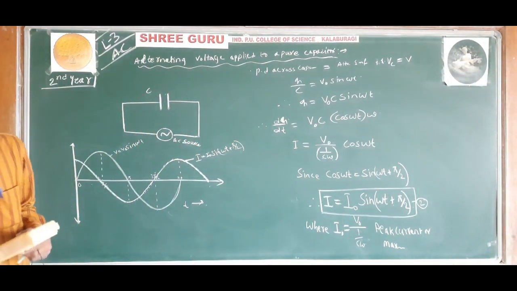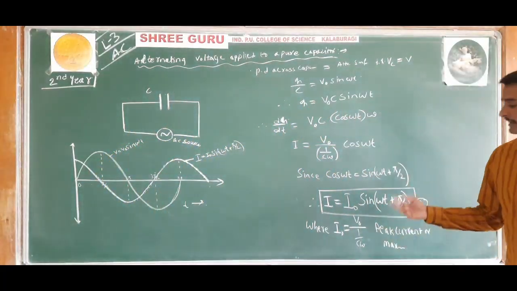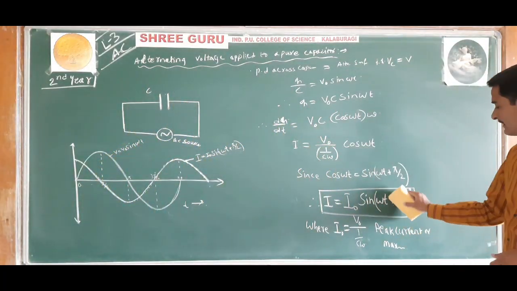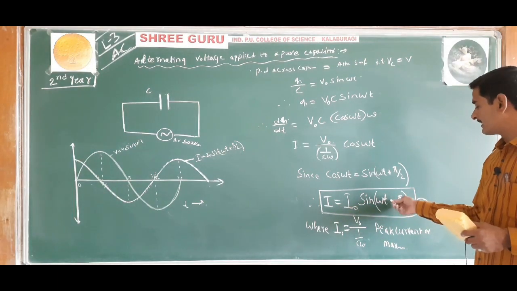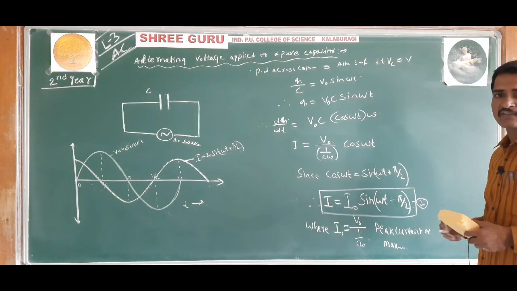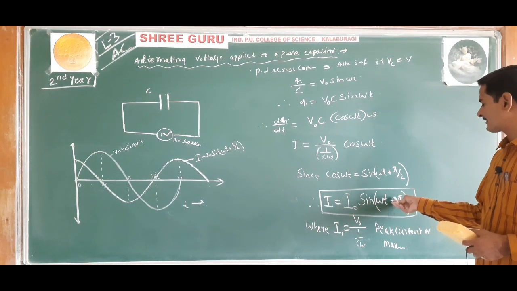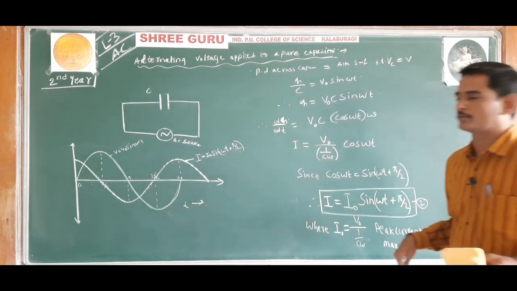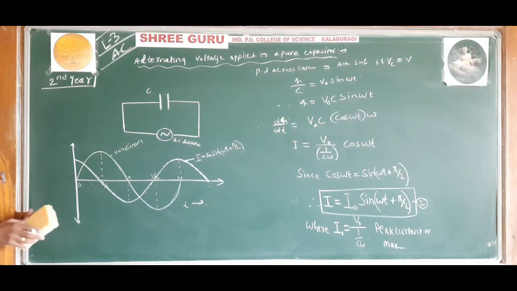Thus, in a pure capacitive circuit, the current leads the voltage by an angle of pi by 2. In a pure inductive circuit, current lags behind the voltage, because in an inductor you get the formula I equal to I naught sin(omega t minus pi by 2). So in the case of an inductor, current lags behind the voltage by pi by 2. In the case of a capacitor, current leads the voltage by pi by 2.